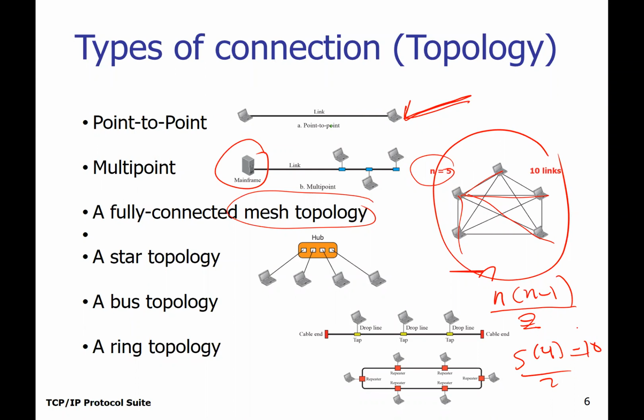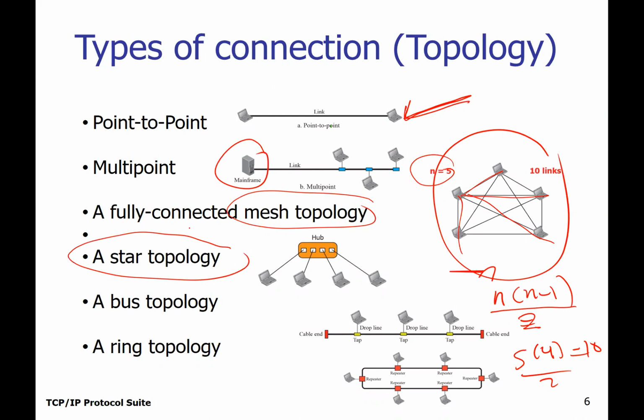Now, in this universe, how many computers do you have? 1,000? 500,000? If you're going to use the mesh, how many network cards do you need in my computer? It's 999. So it's not useful for the whole world. So what about the star?